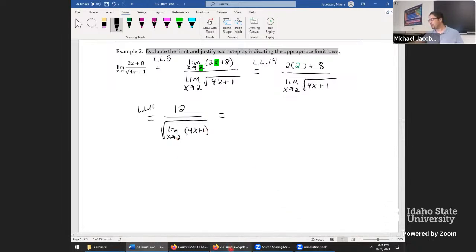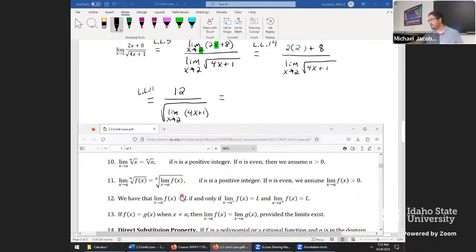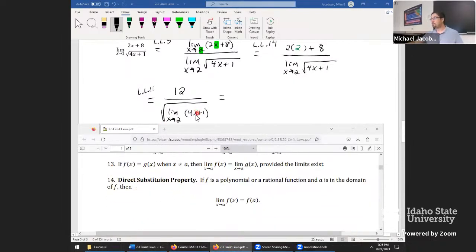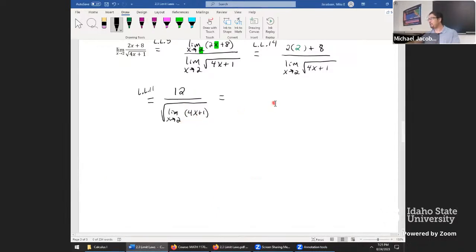Let's look that up just to make sure we have the right accounting for that. Yes, we're dealing with the limit of a polynomial. Then order of operations says we're not worried about the square root until after. All we're going to do is plug 2 right inside of that 4x by limit law 14. So limit law 14 now says this 2 goes right here. So we'll have 12 divided by the root of 4 multiplying the 2 plus 1.